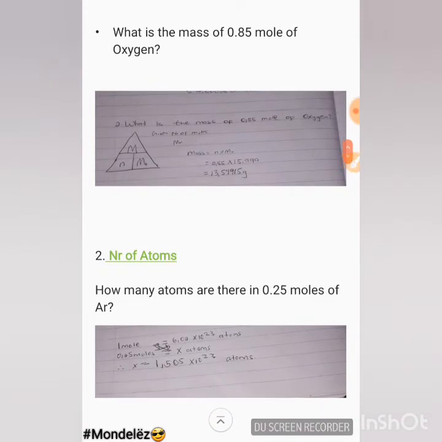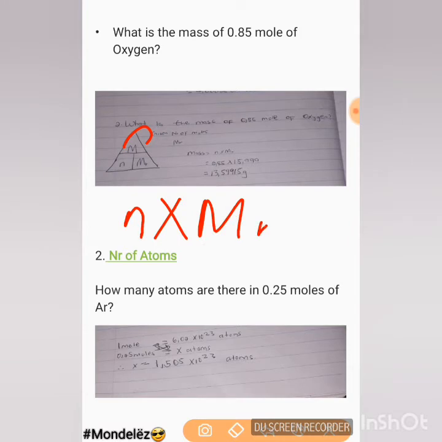And then the second one is, what is the mass of 0.85 mole of oxygen? Here we want the mass. We want this guy on the top. And we know for the mass, you see the number of moles, multiply that by the molar mass. And again, it's always given in the periodic table.